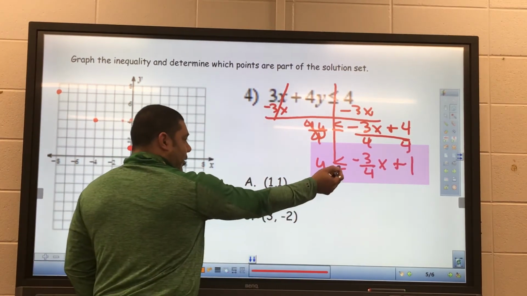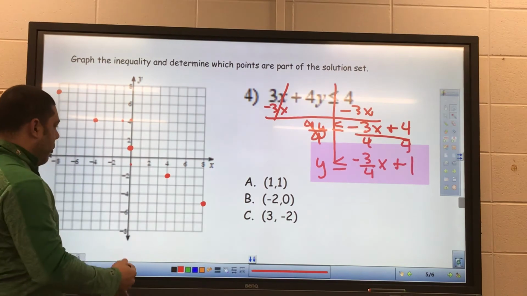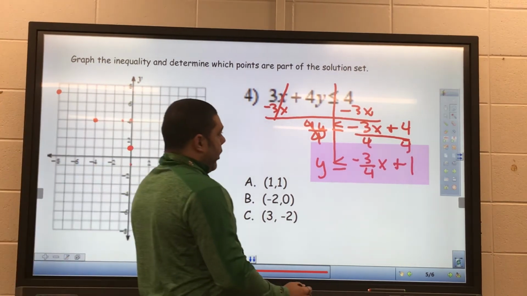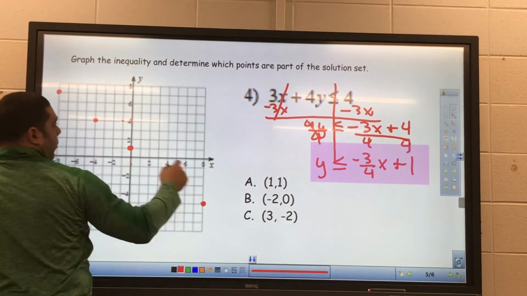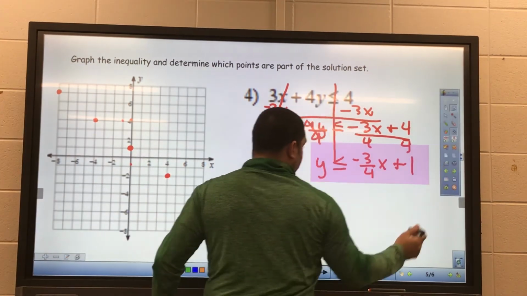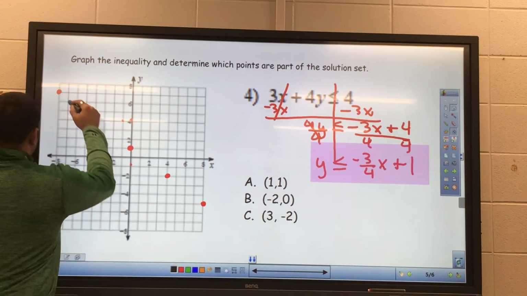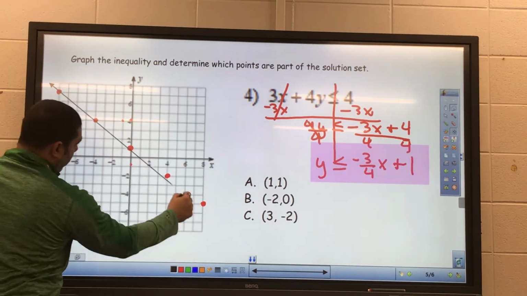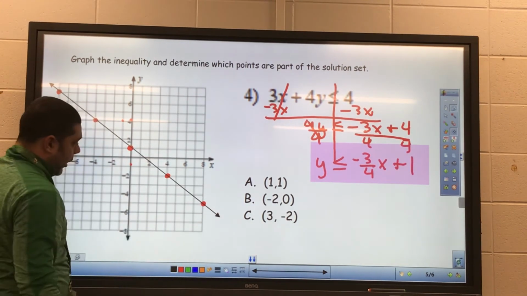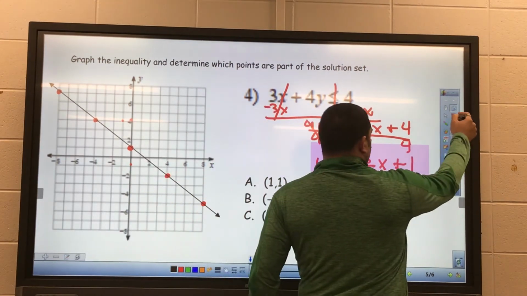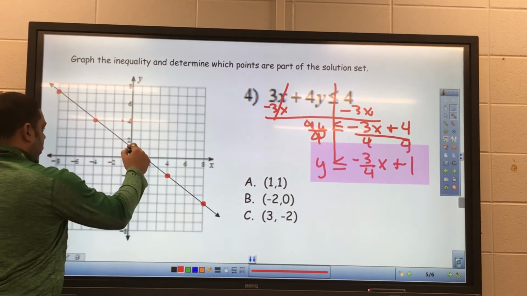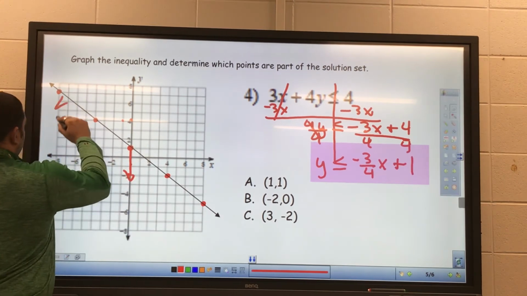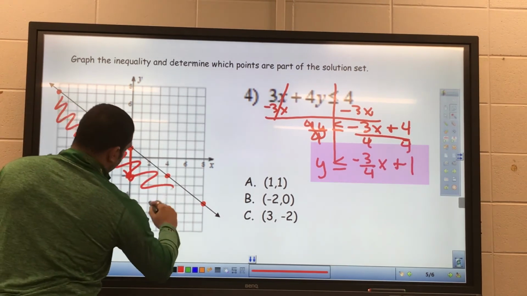Now this particular one, this is the first one we've had so far in these little review ones. This has an or equal to line. So I do a normal solid line. I'm going to use my arrow feature. And I need to do my shading. That is why it's less than, so we're going to shade down. All of this gets shaded.